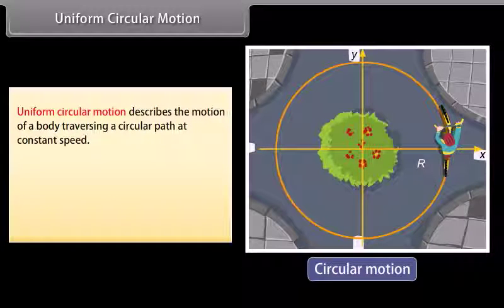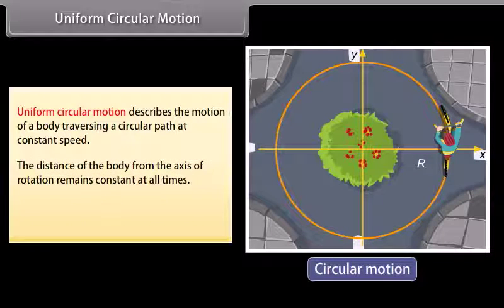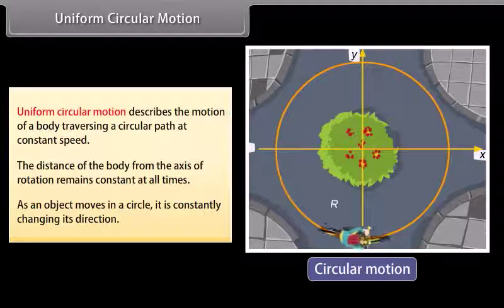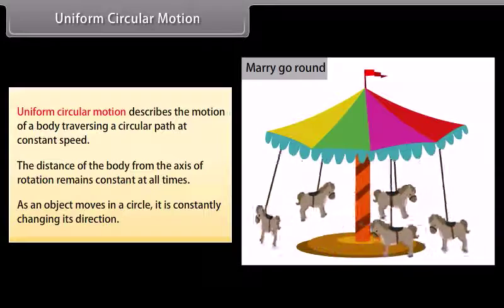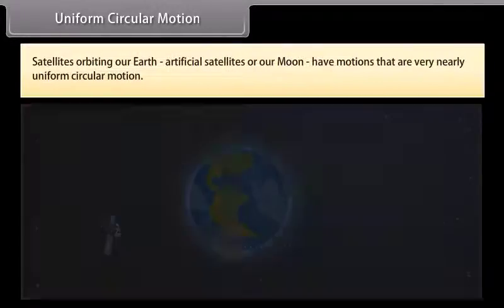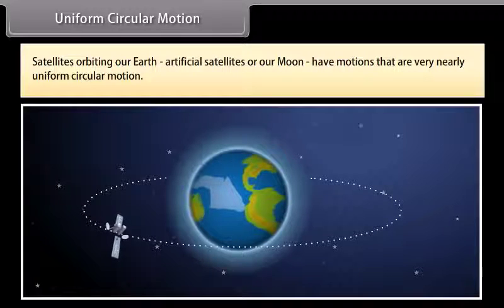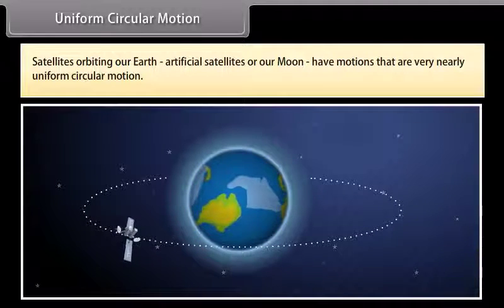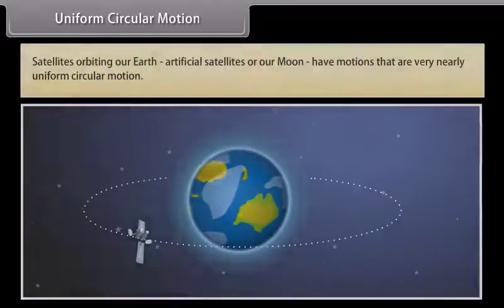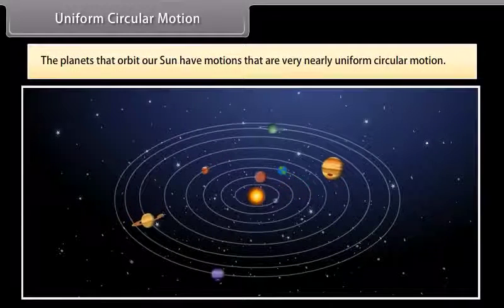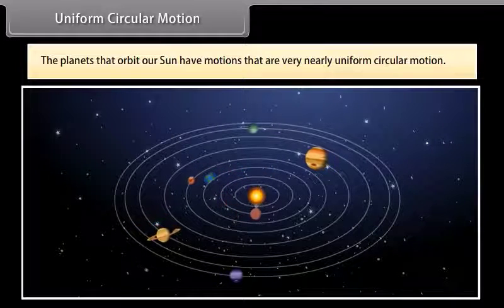Uniform circular motion. Uniform circular motion describes the motion of a body traversing a circular path at a constant speed. The distance of the body from the axis of rotation remains constant at all times. As an object moves in a circle, it is constantly changing its direction. A merry-go-round is an example of uniform circular motion. Satellites orbiting our Earth, artificial satellites or our moon, have motions that are very nearly uniform circular motion. The planets that orbit our sun have motions that are very nearly uniform circular motion.